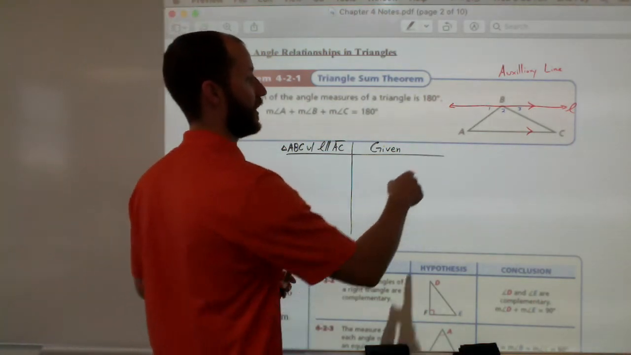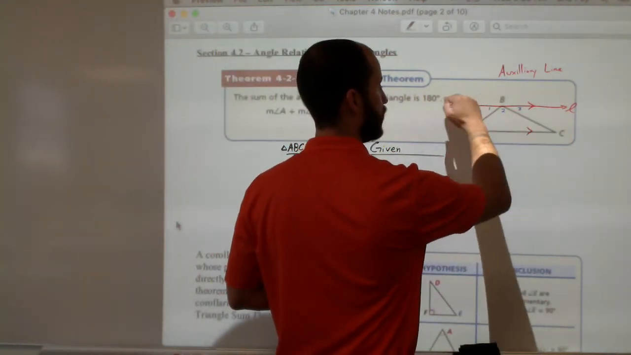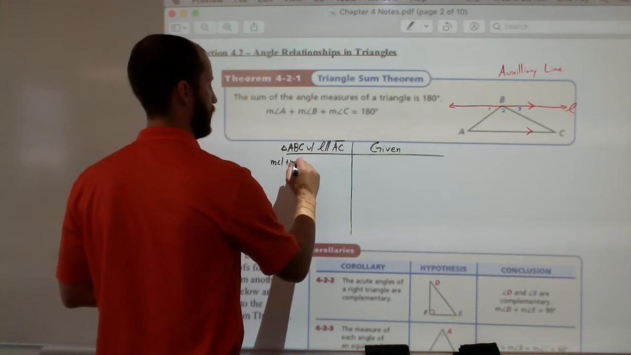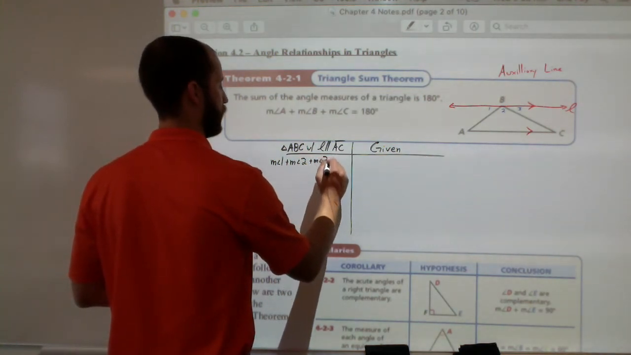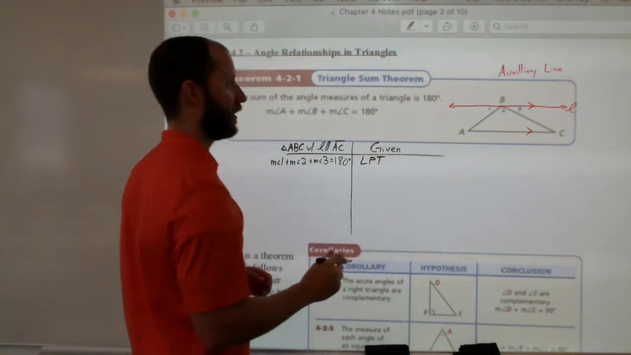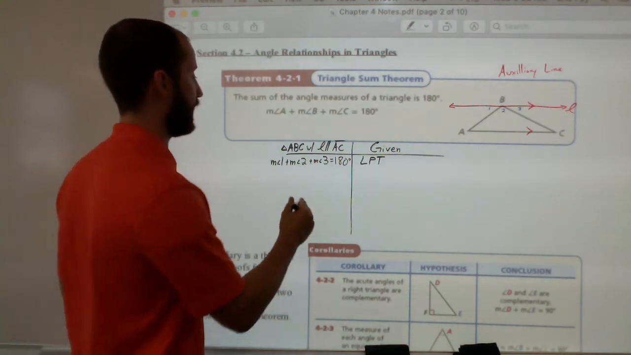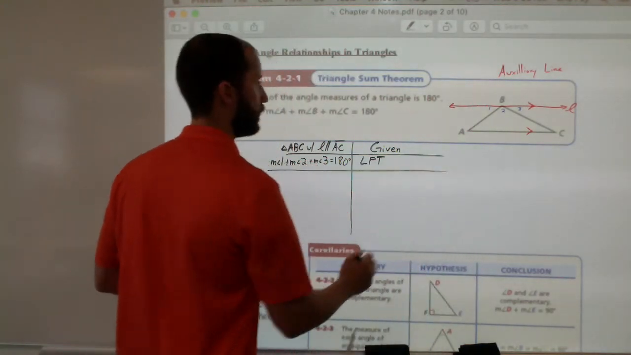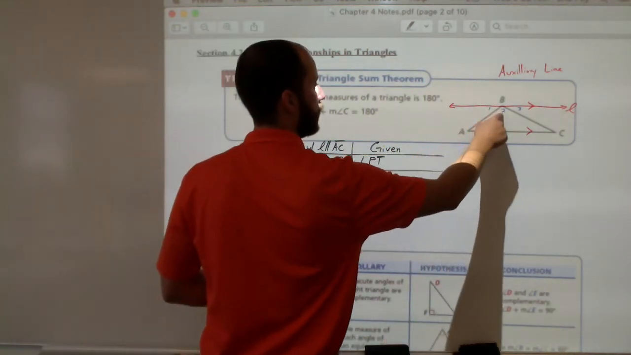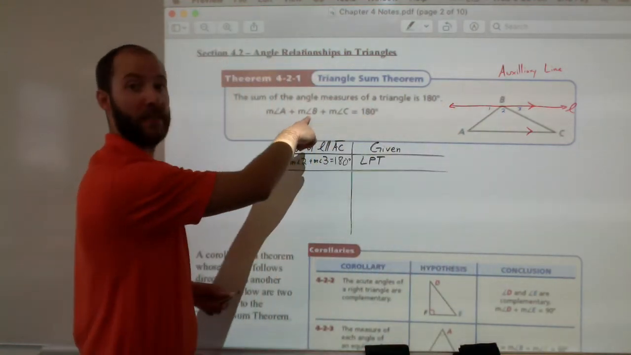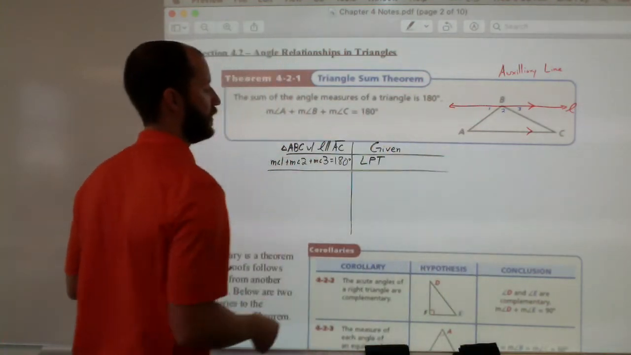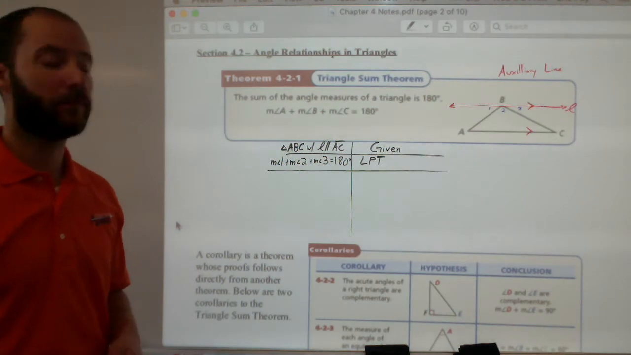How I can do that is I can look at 1, 2, and 3. 1, 2, and 3 are all adjacent to each other, and they form line L. So the measure of angle 1 plus the measure of angle 2 plus the measure of angle 3 equals 180 degrees. That is by the linear pair theorem. 1, 2, and 3 all form that straight angle. So now I have my 180. Now 2 is representing the measure of angle B in the theorem. I need to get A into it, and I need to get C into it. So I need to replace 1 and 3.